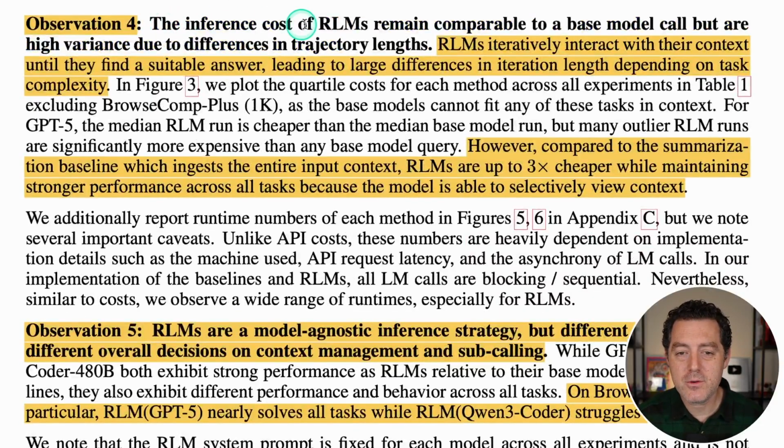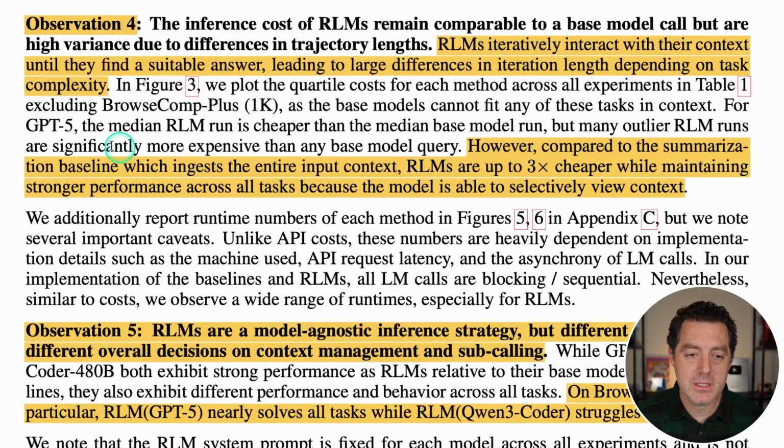Observation 4: the inference cost of RLMs remain comparable to a base model call, but, and this is a big but, are high variance due to differences in trajectory lengths. Meaning, if you're giving the system the ability to do recursive anything, you don't know how far down into it it's going to go. And so if it goes really deep, it's going to be more expensive, and it has these spikes in cost. RLMs iteratively interact with their context until they find a suitable answer, leading to large differences in iteration length depending on task complexity.